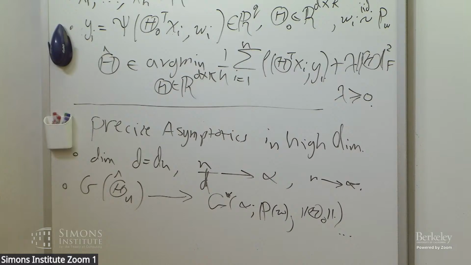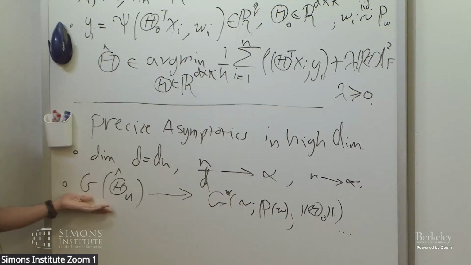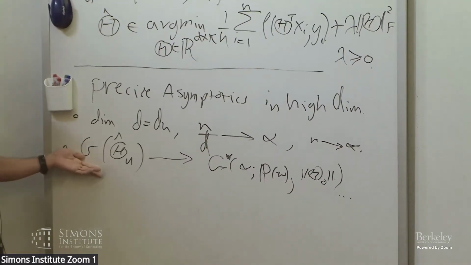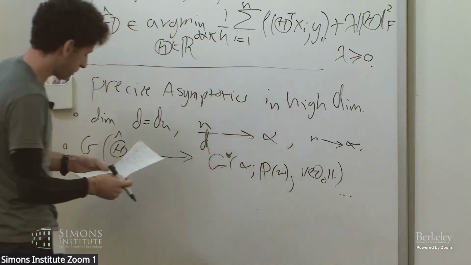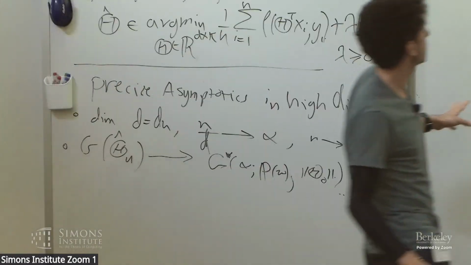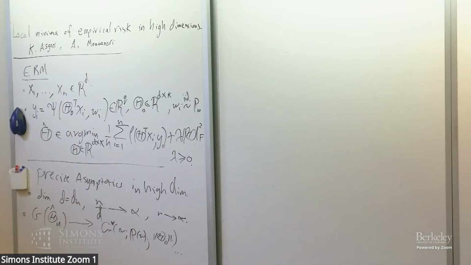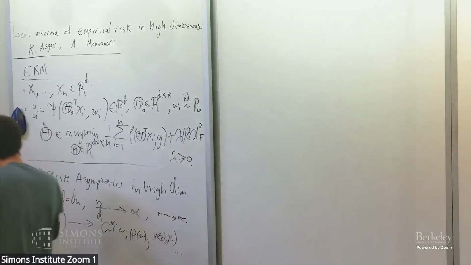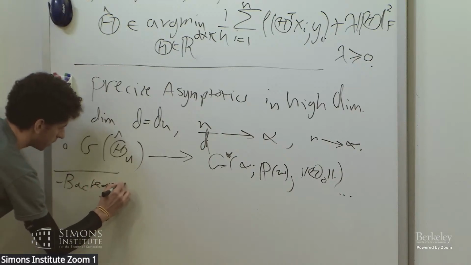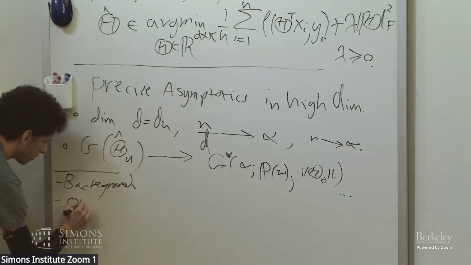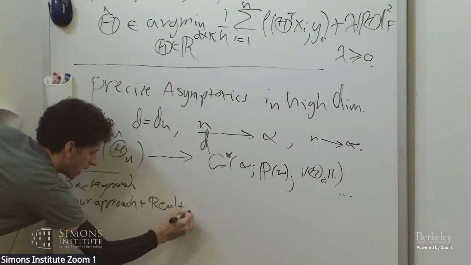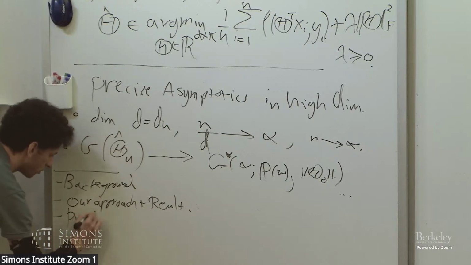For instance, this can be estimation error, prediction error, or more generally, statistics of your Hessian at the minimizers, and so on. Okay. Just because I think maybe not everyone's familiar with these precise asymptotics, I'm going to take maybe 10 minutes to talk about a little bit of background on precise asymptotics. Maybe I'll write the outline here. First, I'm going to do a little bit of background. Then I'm going to tell you what our approach is, our results. And if at the end there's any time, maybe I'll go a little bit over the proof.